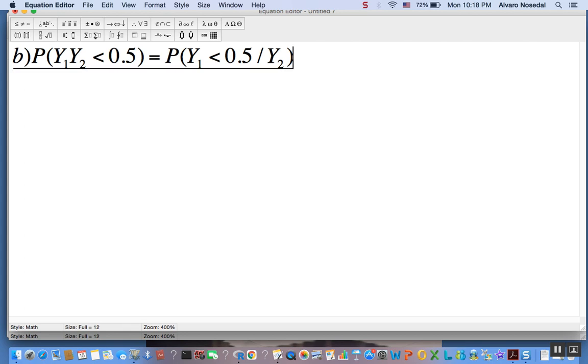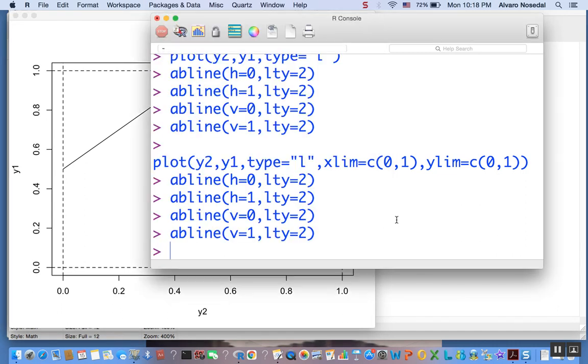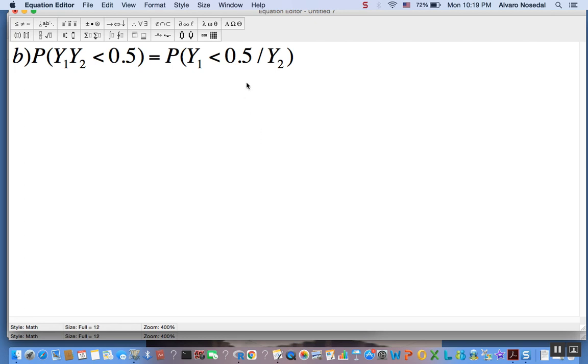Okay, now let's try and again make a graph. Remember this expression that we have here. Now we are dividing by y2, so we can't include 0. We have to be really careful with that.